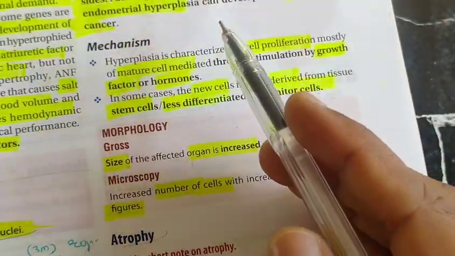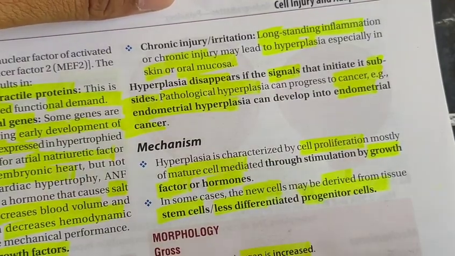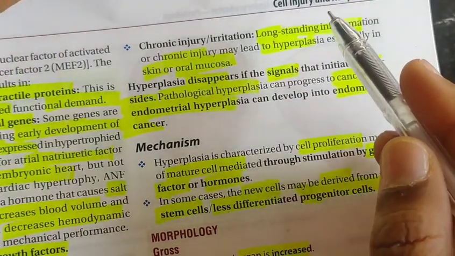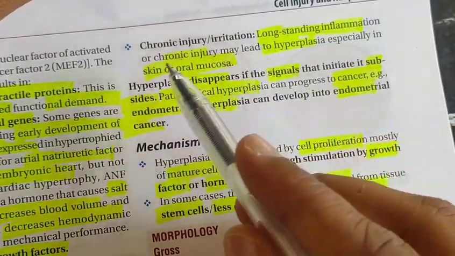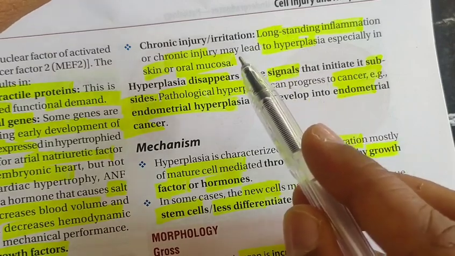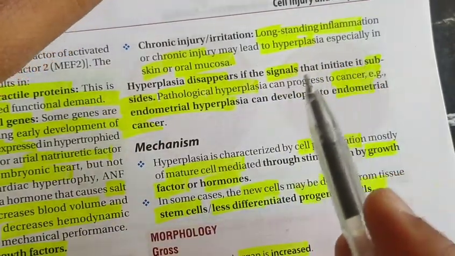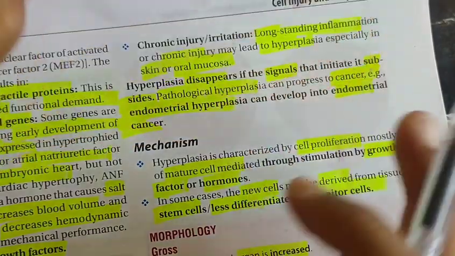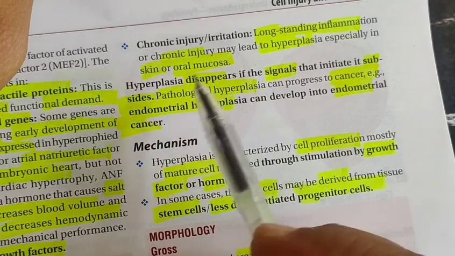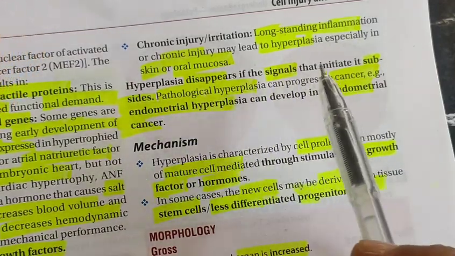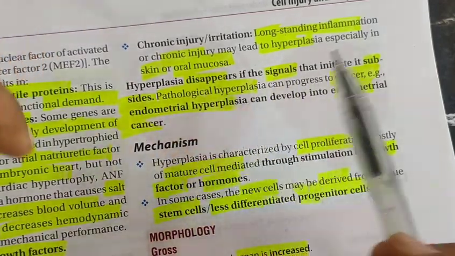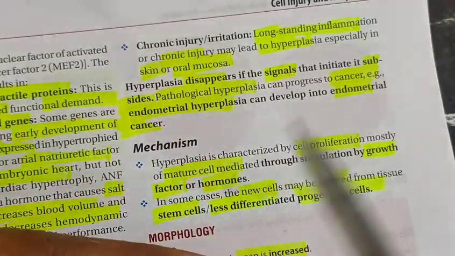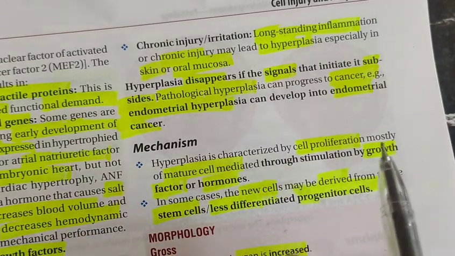Another case is keloid. Keloid is a hyperplastic condition in which long-standing, chronic inflammation leads to hyperplasia of the skin or mucosal membrane. Hyperplasia disappears when the signal subsides. If it doesn't disappear, it leads to a neoplastic condition. Endometrial hyperplasia can develop into endometrial cancer if proliferation continues even after the signal has subsided.